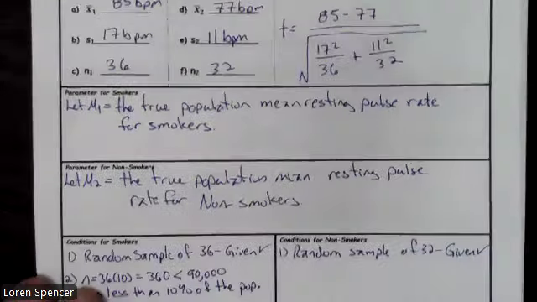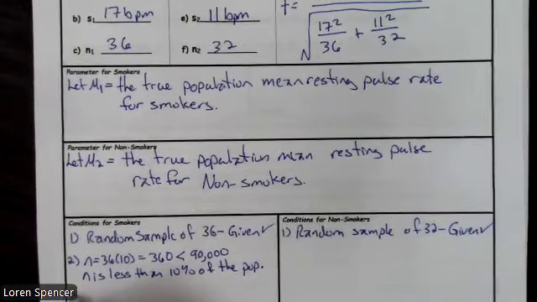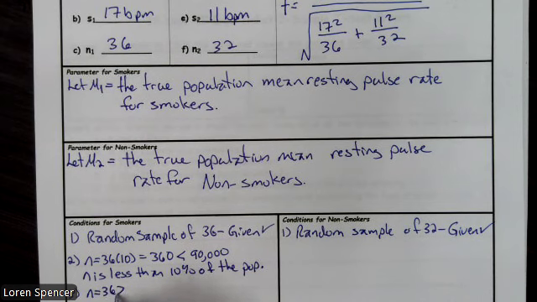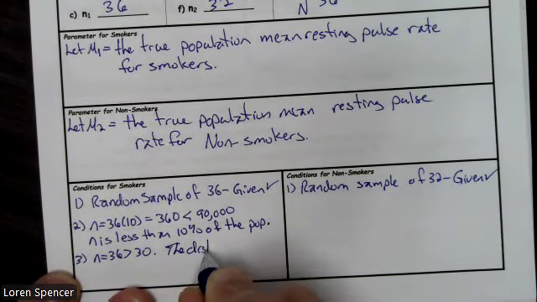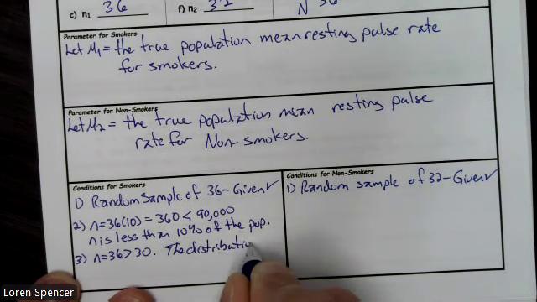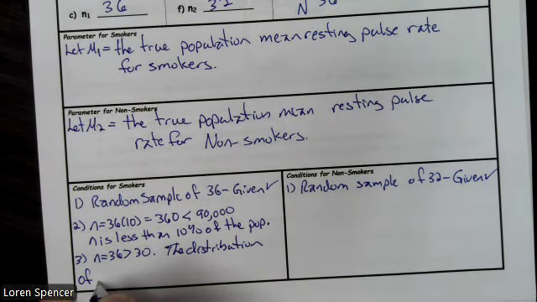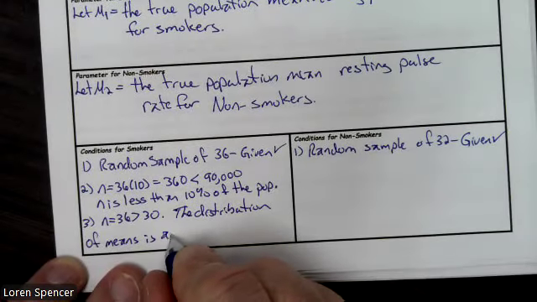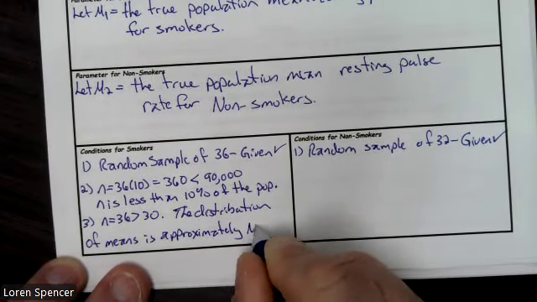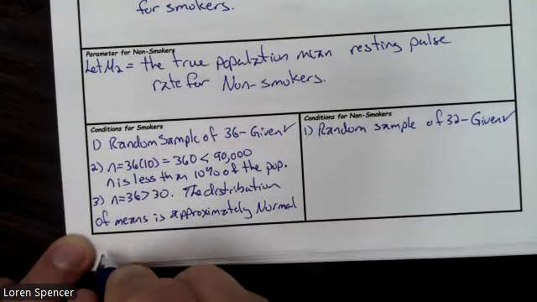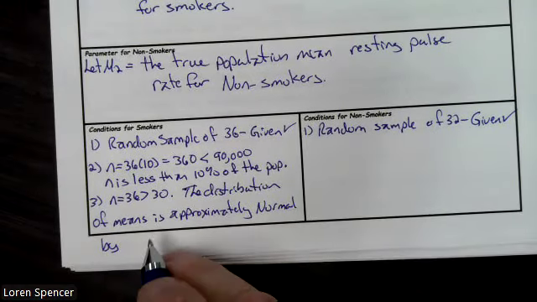And lastly, we need to address normality. Well, in this case, our sample size is 36. So n equals 36, which is greater than 30. The distribution of means is approximately normal by central limit theorem.